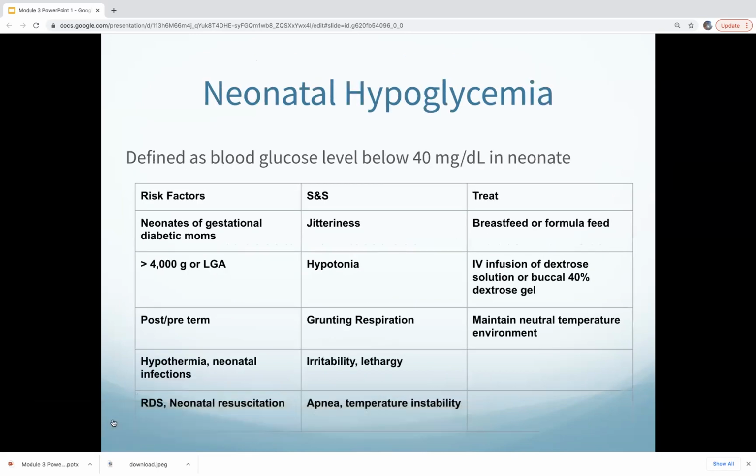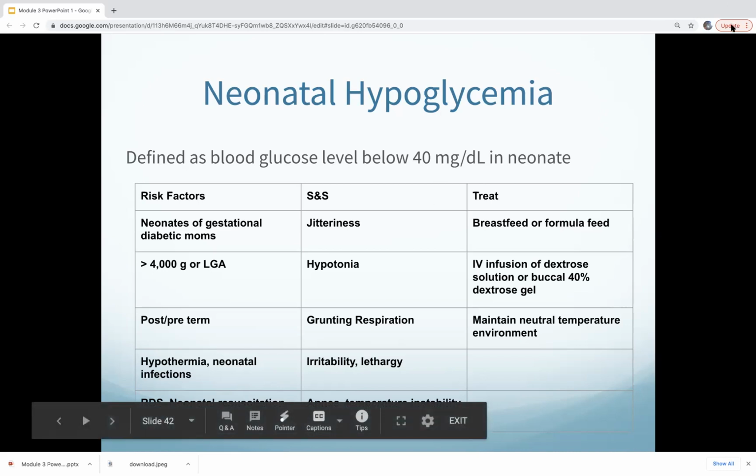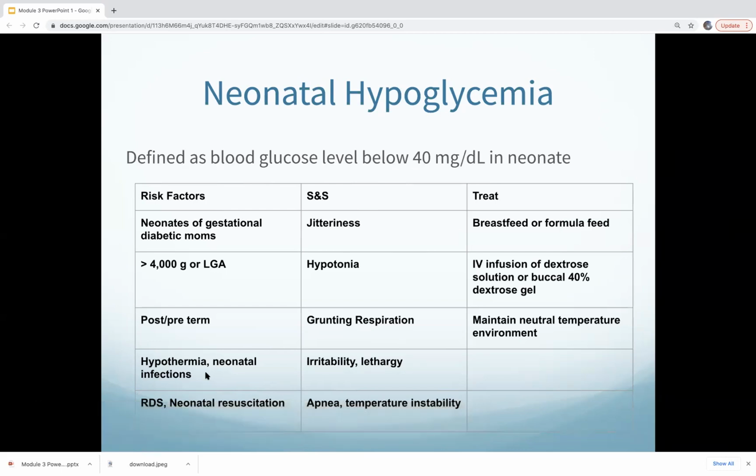All right, so here is what's going on and how you're going to treat it. So you have your risk factors here on the left. Neonates of gestational diabetic moms are at high risk for hypoglycemia. Large babies, small babies, remember I told you large and small. Any neonatal infections, I forgot to tell you that as well, because what is the infection doing? The infection is taxing the system, and babies who have respiratory distress or who need neonatal resuscitation are at high risk for having hypoglycemia.